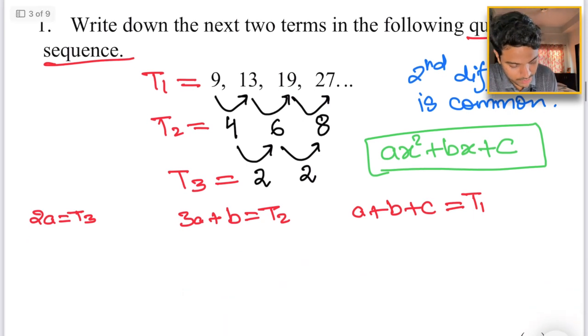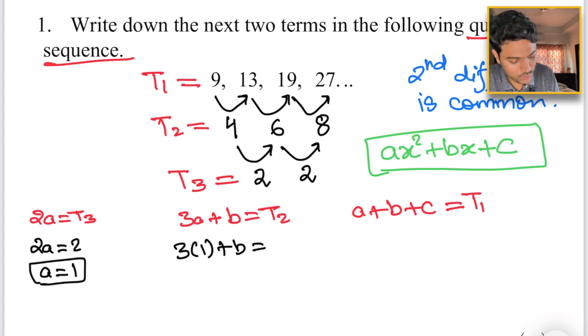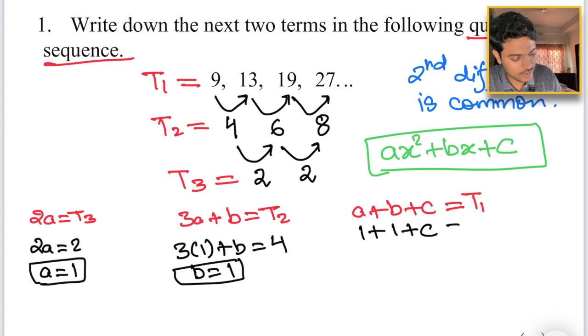2a equals T3, that means we can write 2a equals 2, so a is equal to 1. And now 3a plus b is equal to T2, so 3 into 1 plus b is equal to 4. So b is equal to 4 minus 3, that's 1 again. And the last one, a plus b plus c equals T1. So a is 1, b is 1, so we can directly substitute 1 plus 1 plus c is equal to 9. That makes c equal to 7.